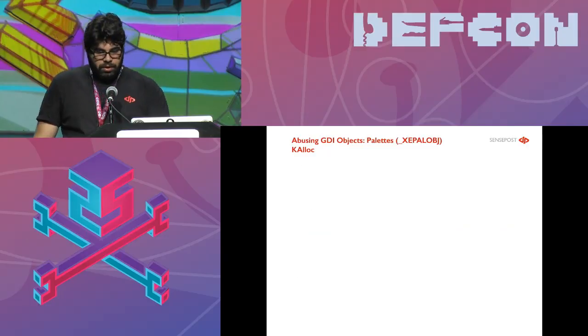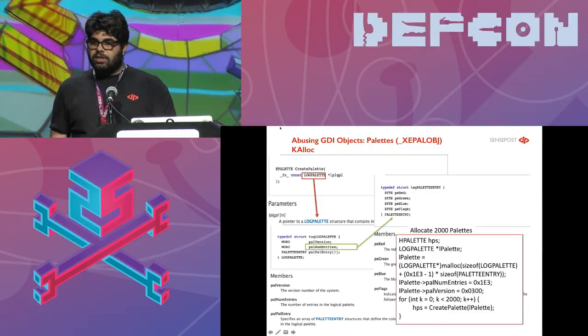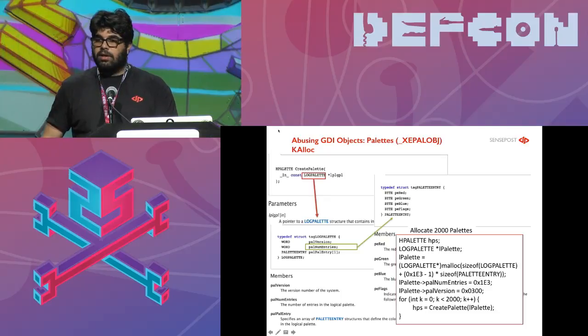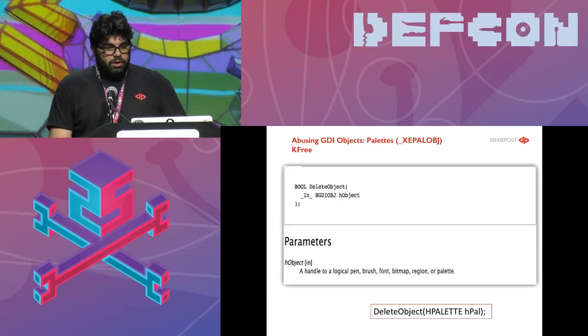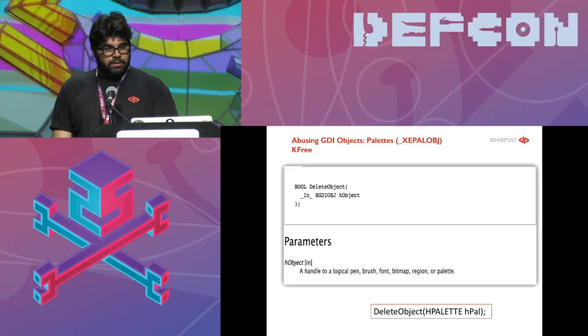So you can allocate GDI palettes by using the CreatePalette function, which takes a logical palette structure that contains the palette entries, the number of palette entries, and the palette version. The palette entries contain the RGB color value for each palette. You can free palette objects from kernel memory by using DeleteObject.